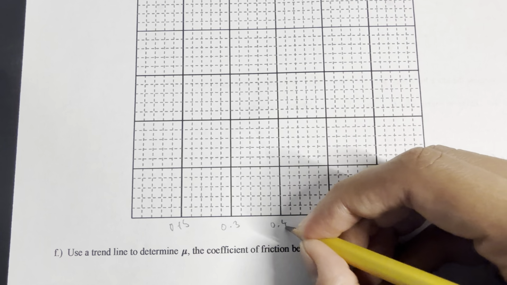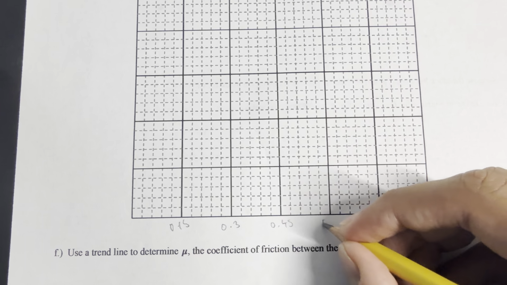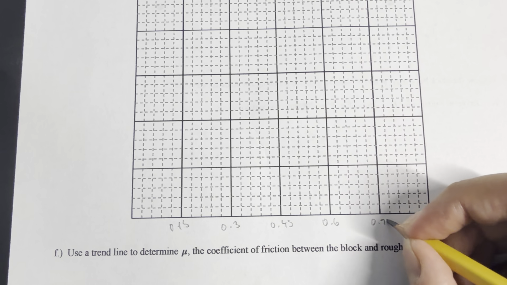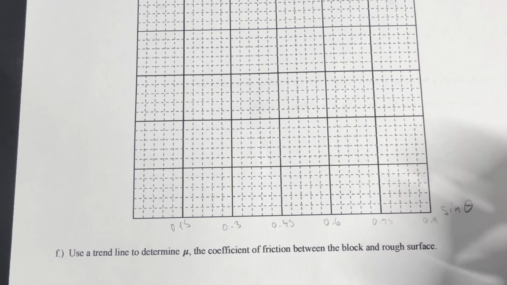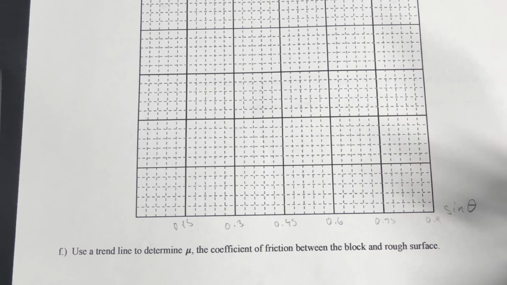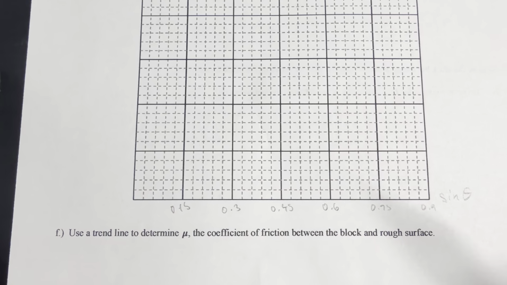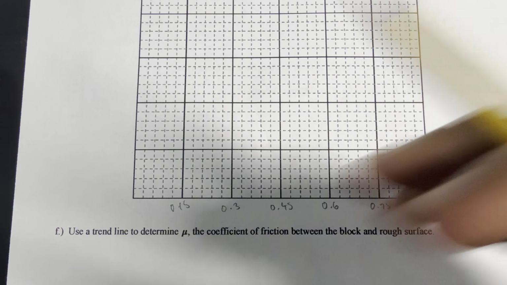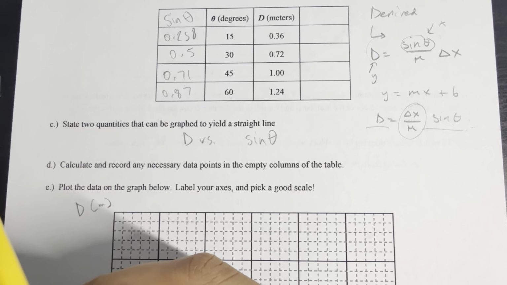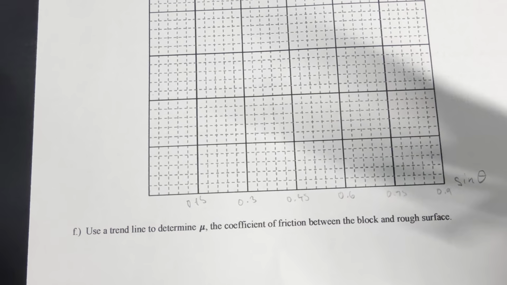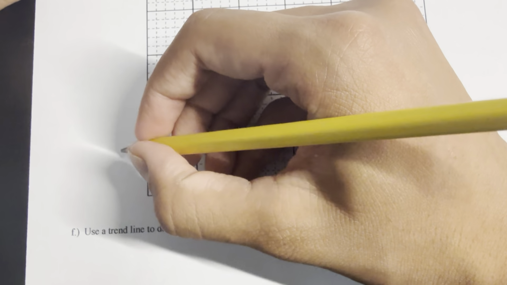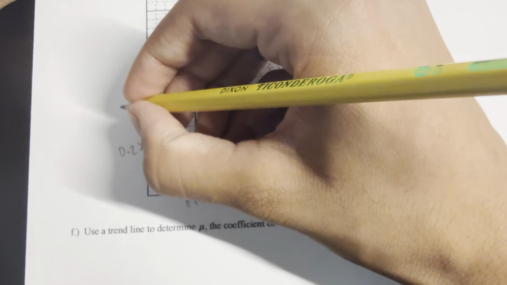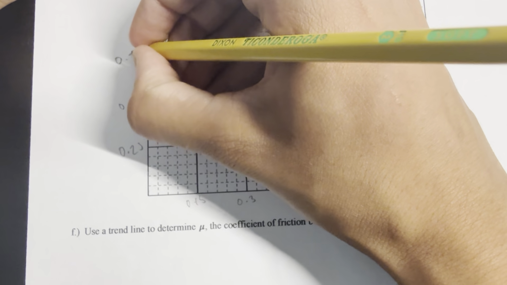Really, you want a scale that's going to have all your data enclosed, right? So I know my sine theta only goes up to 0.87, so that's the scale I use. And then my d goes all the way to 1.24 meters as provided. So I'm going to pick my scale to be something like 0.25, right? So I get pretty perfectly to 1.25.